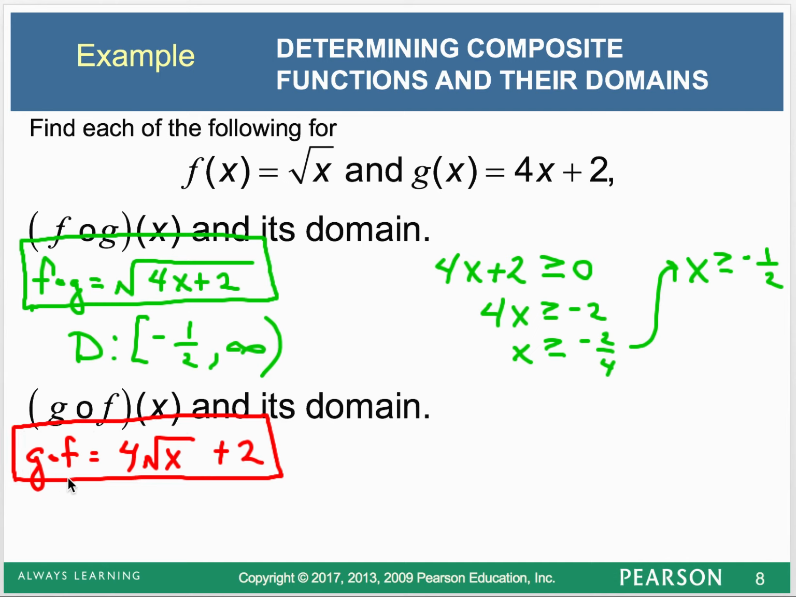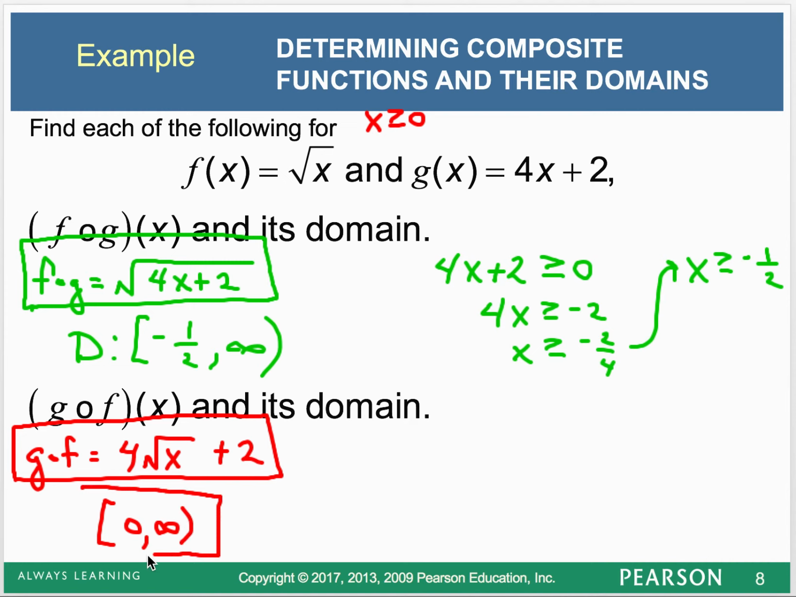Now to find my domain, I need to find the domain of f, which has a restriction on it. X has to be greater than or equal to 0, and intersect it with this one. Oh, but it's the same. So the intersection, they both cover the same parts. So 0 to infinity.